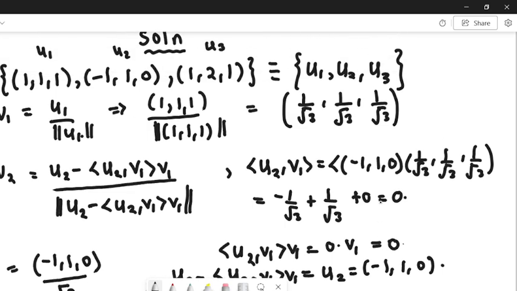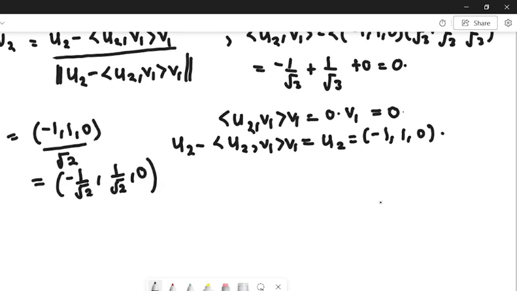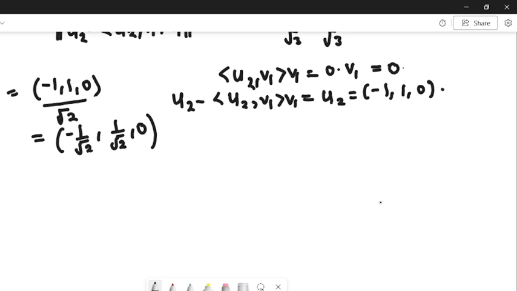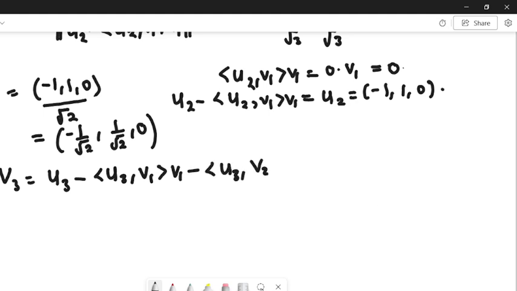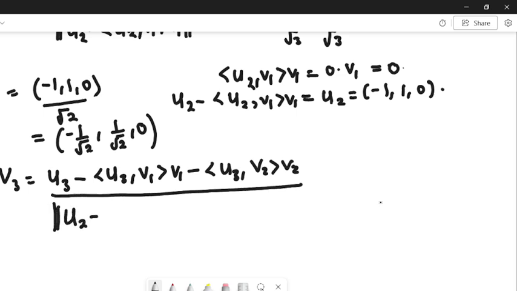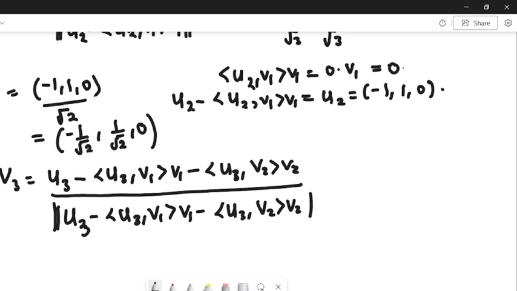So we're going to the third vector, which is (1, 2, 1). We want to find V3. So our V3 is U3 minus the inner product of U3 and V1 times V1, minus the inner product of U3 and V2 times V2, and the denominator is the norm of the numerator. So we just copy that here.